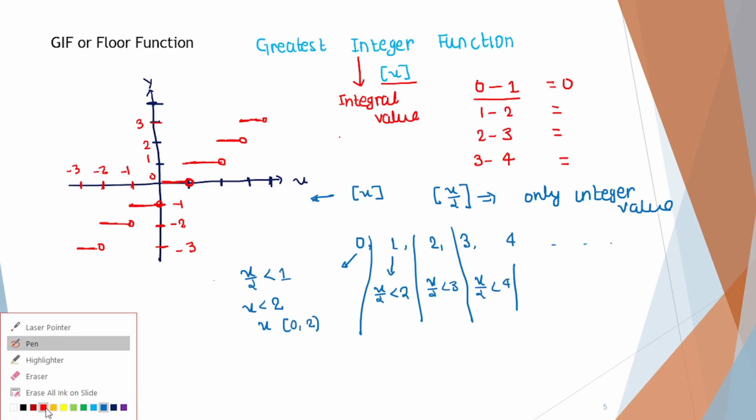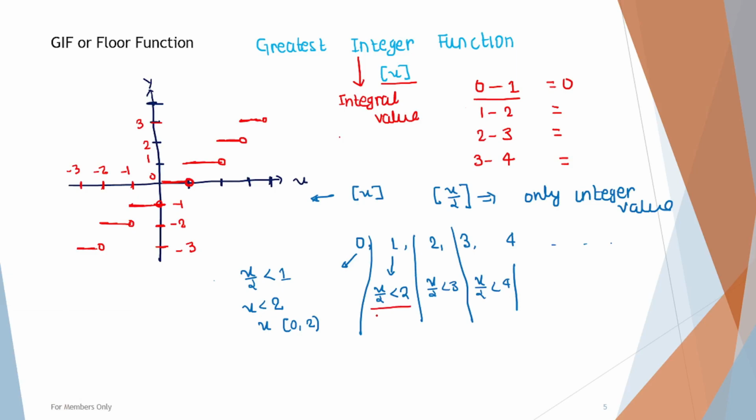Let me use a different color. It will give 1 only when x is less than 4 and greater than or equal to 2. And x will be less than 6, and so on. I am not taking the left hand value here, we are just generating the maximum value of x up to which it will take each integer value. Okay, so let us try to generate the graph for [x/2].